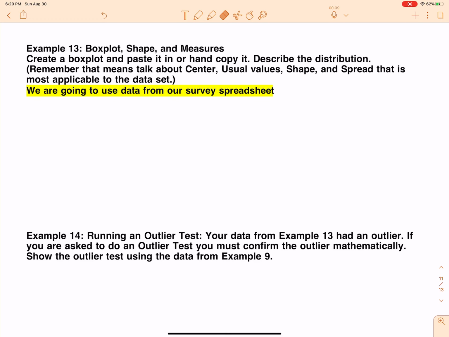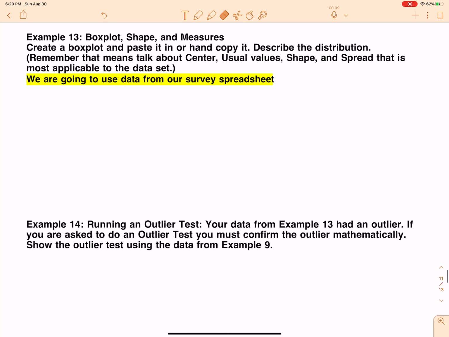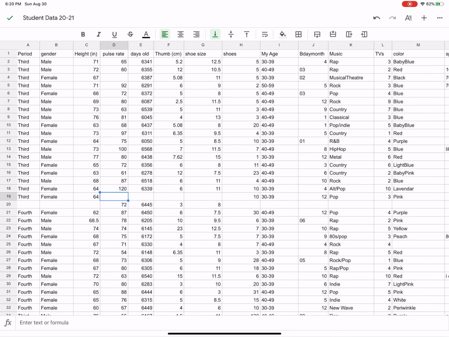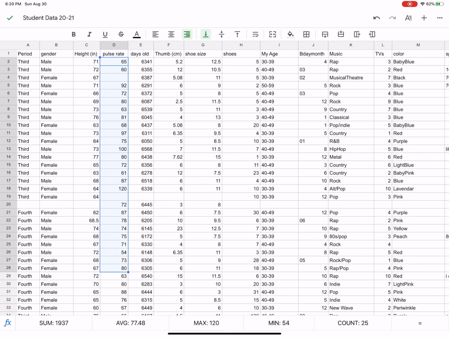Okay, stats, we're going to do example 13, which of course is another box plot, because we can't get enough of those babies. All right, so we're looking at example 13 and 14 together here because they kind of have to do with each other. So I'm going to go over to our survey data and grab some pulse rates. I'm just going to copy that.